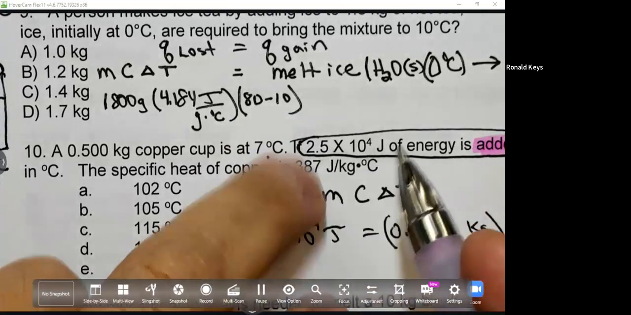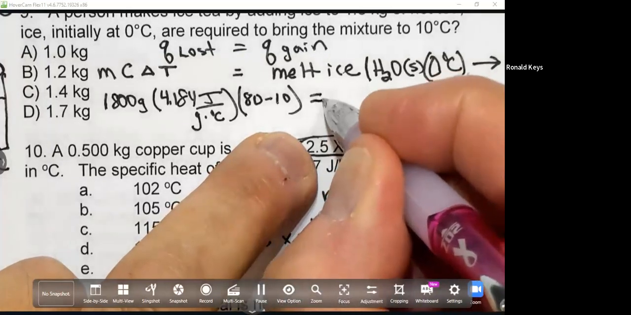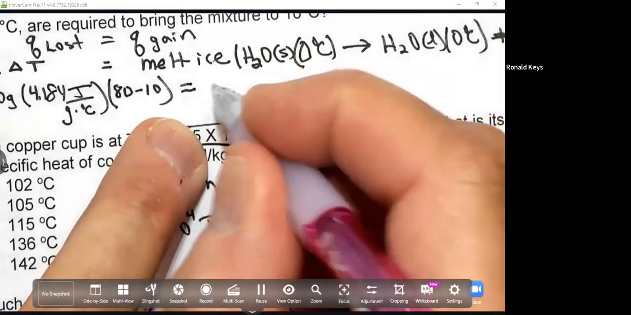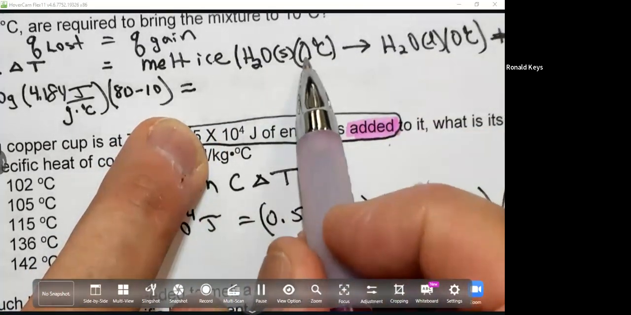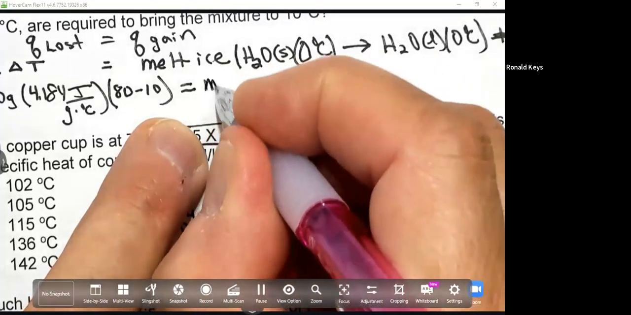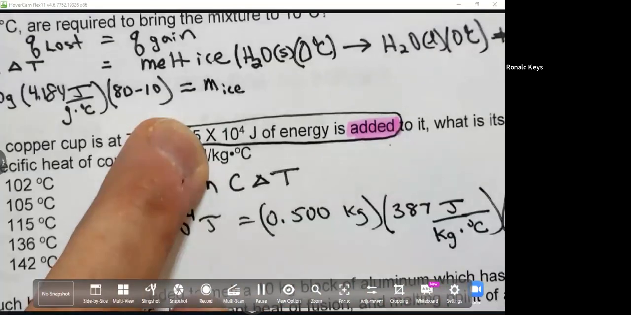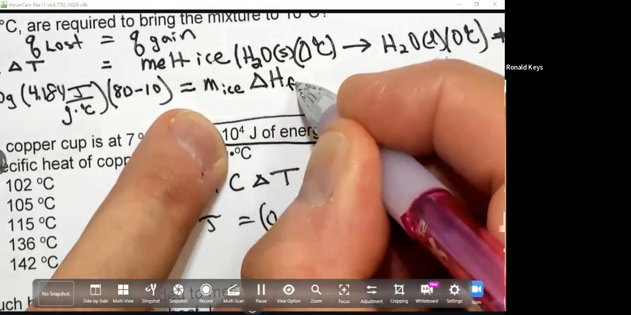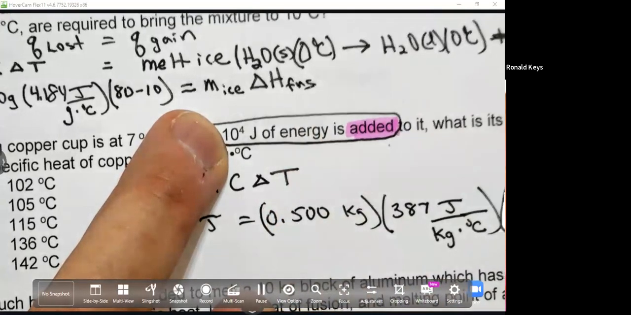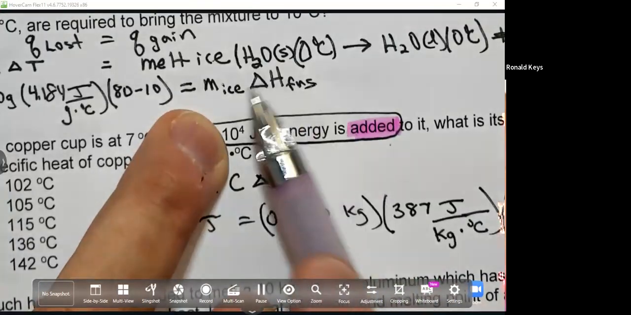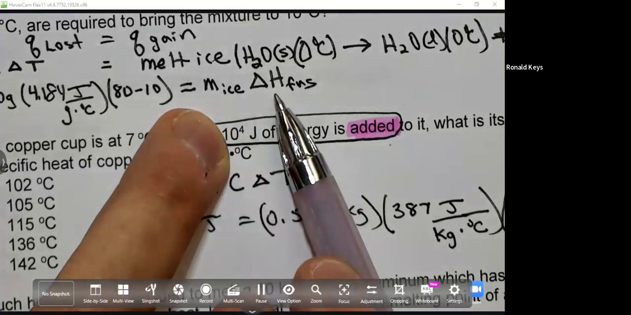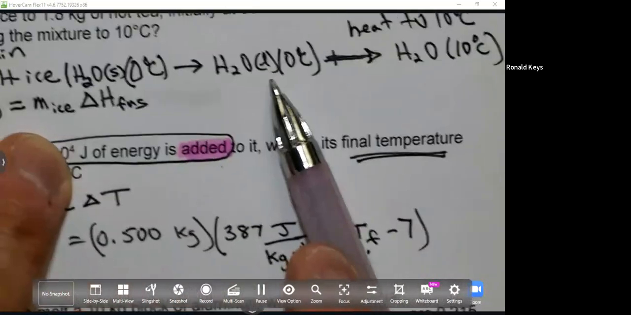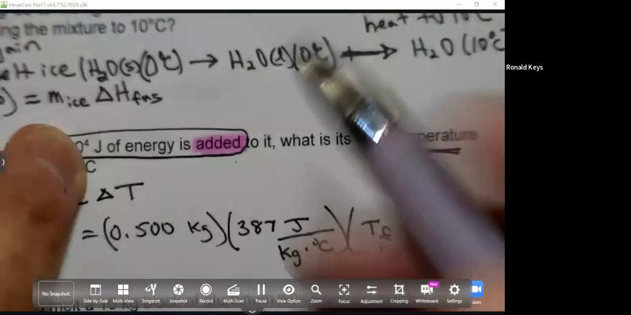Now over here, this is going to be to melt my ice. It's at 0. This is going to be my mass of ice, which I'm looking for, times the enthalpy of fusion. That's how much heat energy is to melt my ice. Now I need to raise that. I have it as a liquid at 0. I need to raise it up to 10.